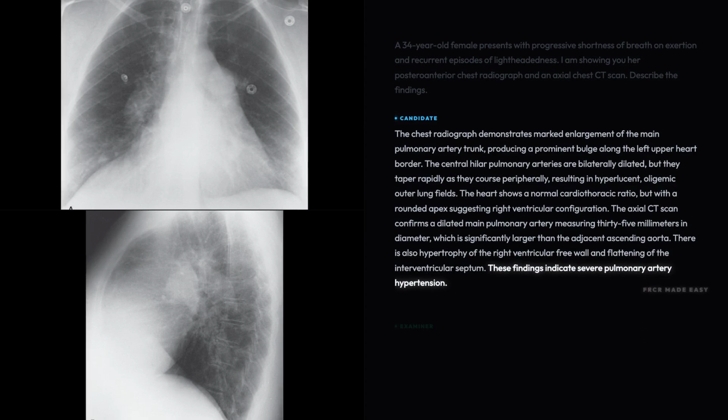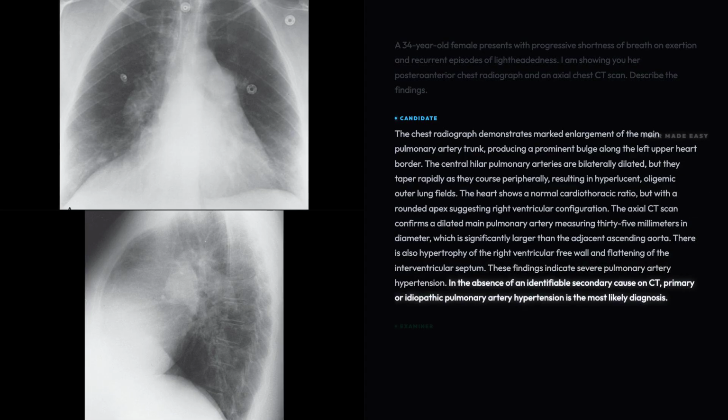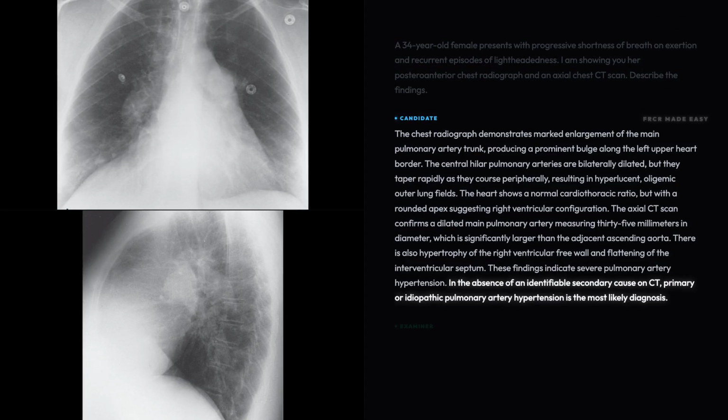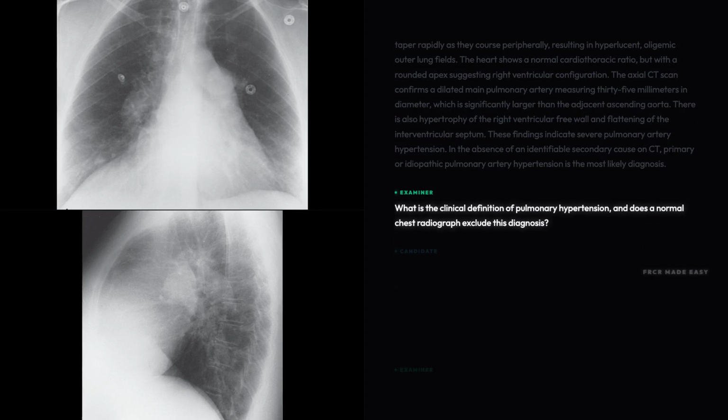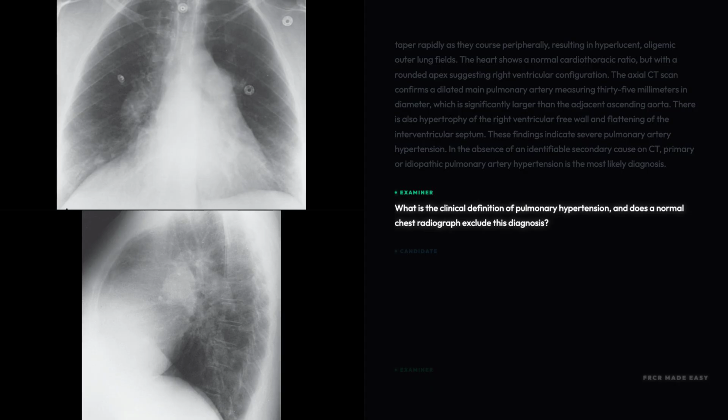In the absence of an identifiable secondary cause on computed tomography, primary or idiopathic pulmonary artery hypertension is the most likely diagnosis. What is the clinical definition of pulmonary hypertension, and does a normal chest radiograph exclude this diagnosis?